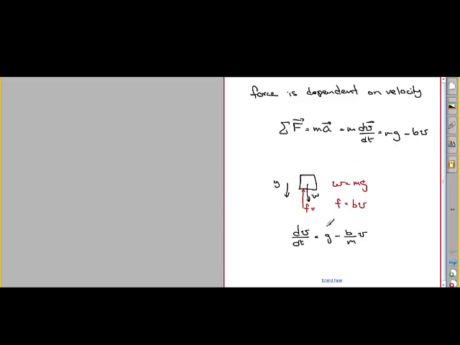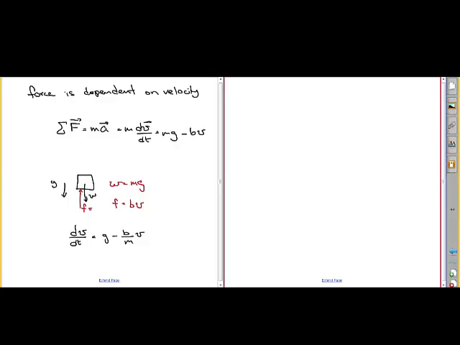And b is this constant relating the friction force to the velocity, and m is the mass because we divided everything by mass. So this is a first-order linear differential equation, and let's rewrite dv/dt as v prime. Let's move the velocity term to the left-hand side of the equation and leave the g over there.